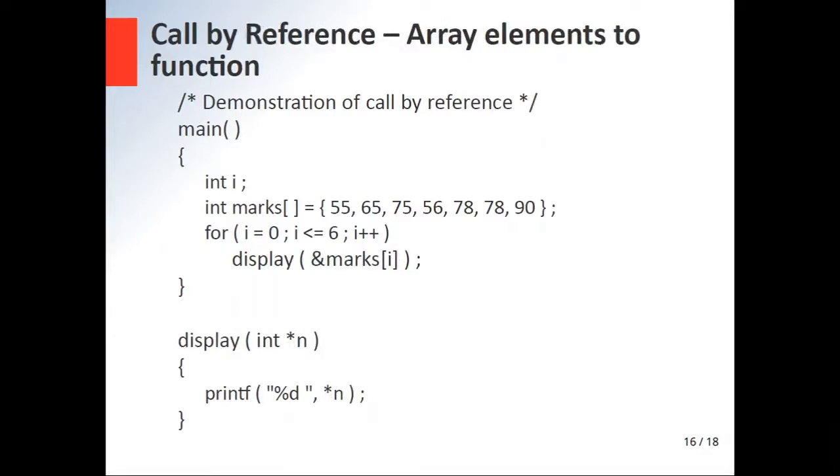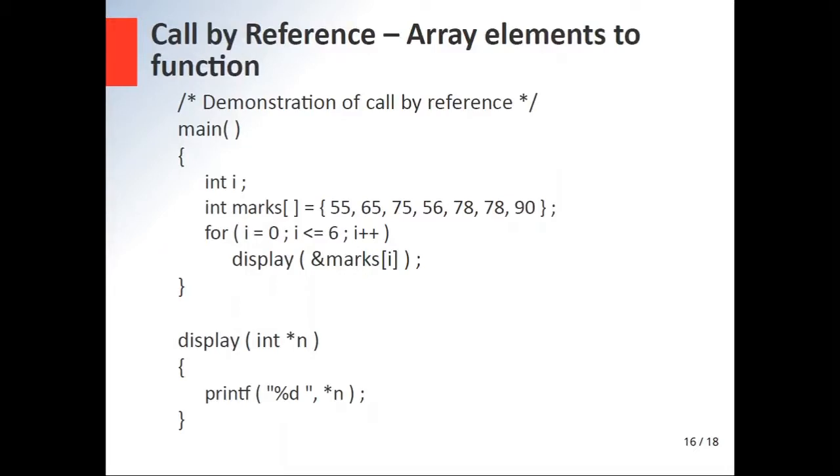Next, call by reference. In this program we are demonstrating how the address of the element is passed to the function to display its value. So in this case we have the display function and the input parameter is a pointer variable. So it actually expects an address location as a parameter. And inside the printf function, it displays the value at that address. So the display function accepts an address value.